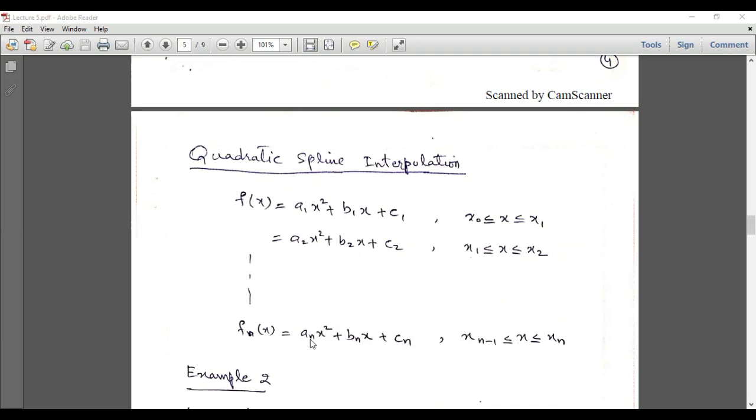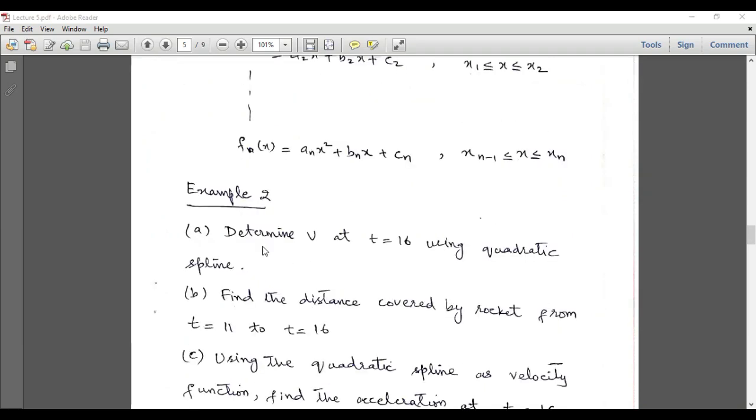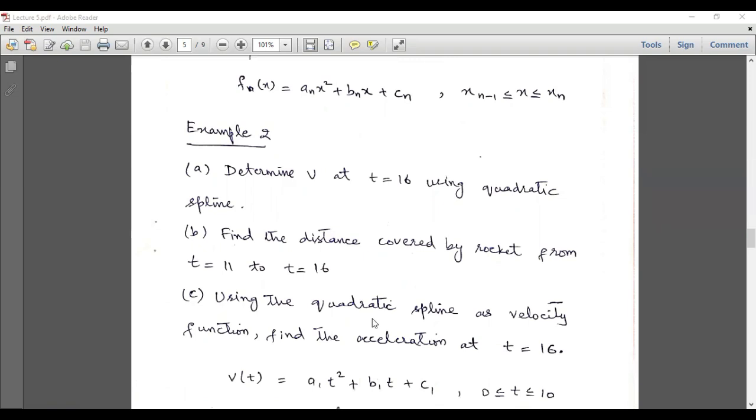So there are a total of n splines and n plus 1 data points, and let's solve one example by using quadratic spline interpolation. This is the same example, and we have to determine the velocity at t equal to 16 using quadratic spline interpolation. We have to find out the distance covered by the rocket from t equal to 11 to t equal to 16 seconds. And using the quadratic spline as the velocity function, we have to find the acceleration at t equal to 16. That example is going to be very comprehensive and very interesting, because we have a larger number of unknown terms that have to be found out.